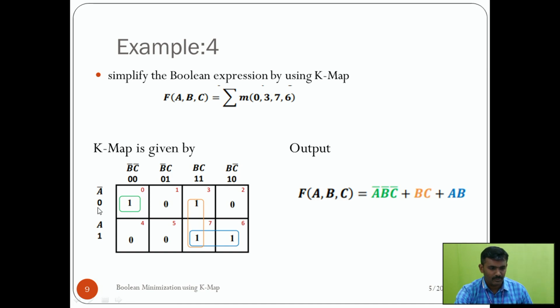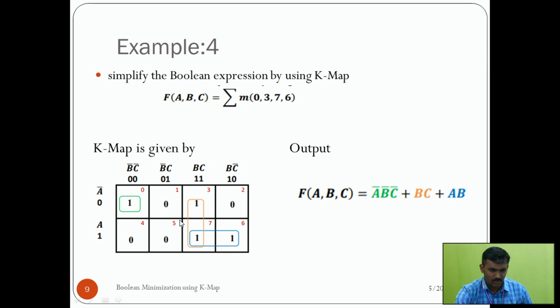Okay, therefore which belongs to first row, first column, which means A bar. What about the first column? B bar, C bar. Therefore we have to mention it as A bar, B bar, C bar plus. Okay, then this yellow color belongs to both rows. If both the rows, in the sense A bar and A both get cancelled. A bar plus A equal to 1. So no need to worry about this. Therefore we have to omit this.